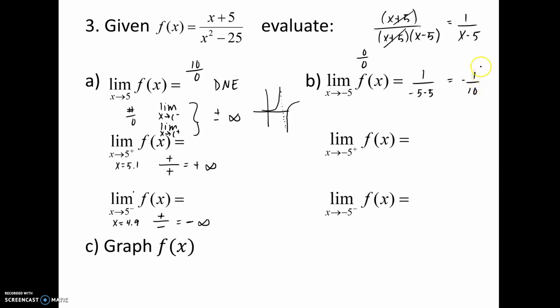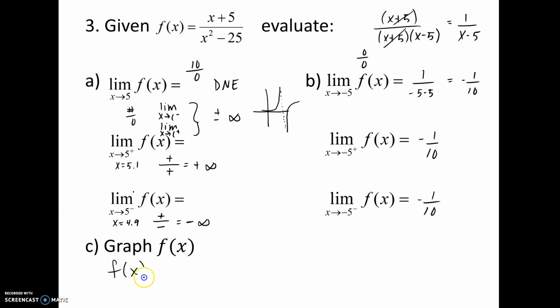Okay. Since I found the limit as x approaches -5, by definition, that forces the one-sided limits to take on those same values. Okay, that's the definition. If the limit exists, then the one-sided limits from either side of the value of c have to exist as well. Okay, so now let's look at the graph.